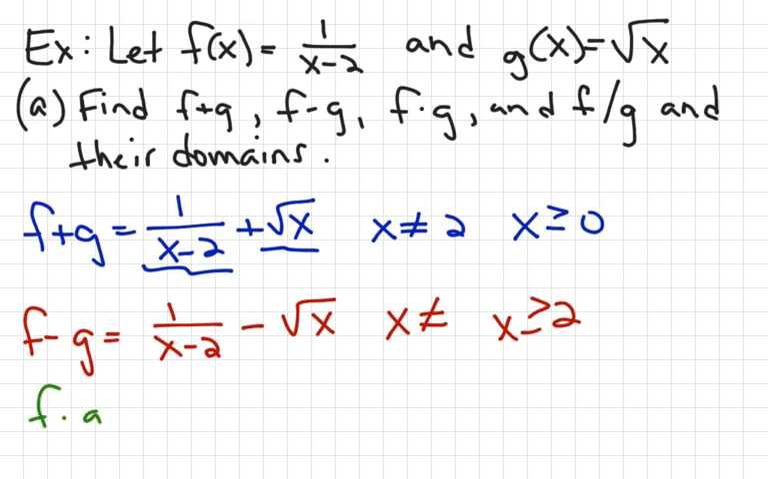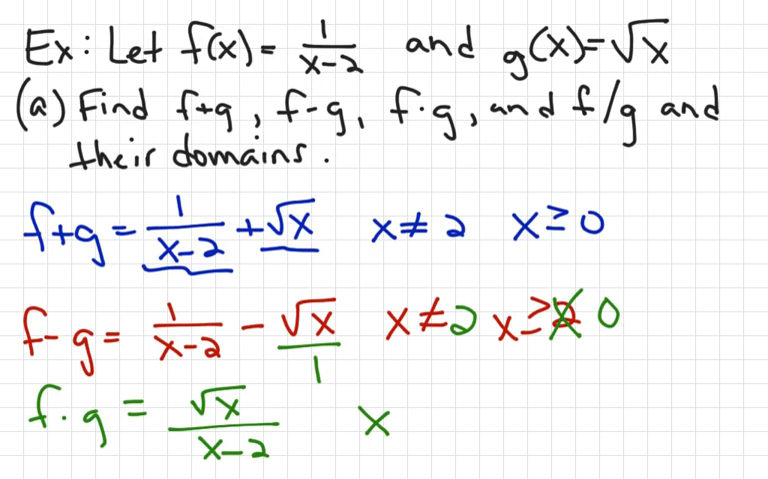For f times g of x, I don't even need that. You're just going to get the square root of x over x minus 2, because this is over 1. And when you multiply them, you multiply the numerators, you multiply the denominators, and guess what? The domain is the same. Sorry, oops, that should have been a 2. That should be a 2, and that should be a 0. So x cannot be 2, and x has to be greater than or equal to 0.